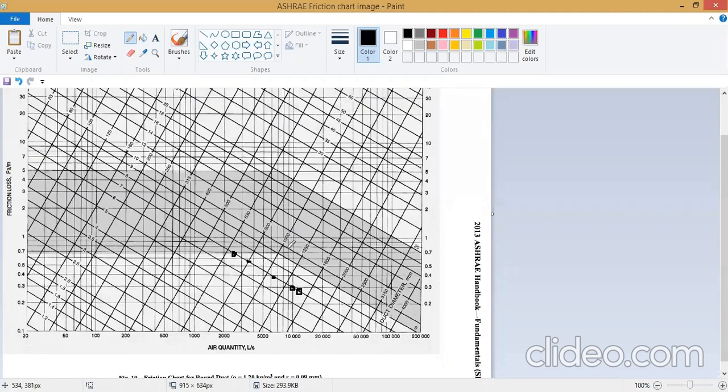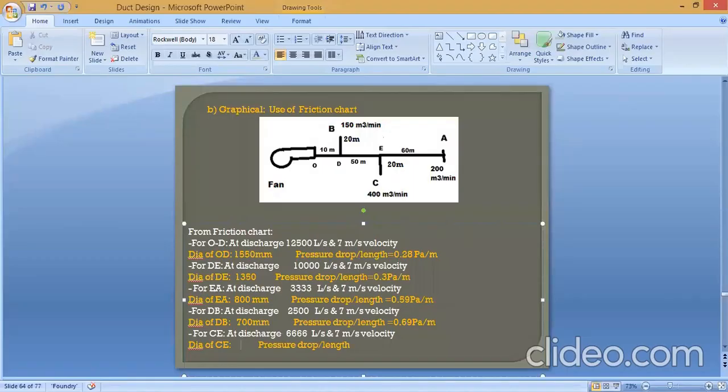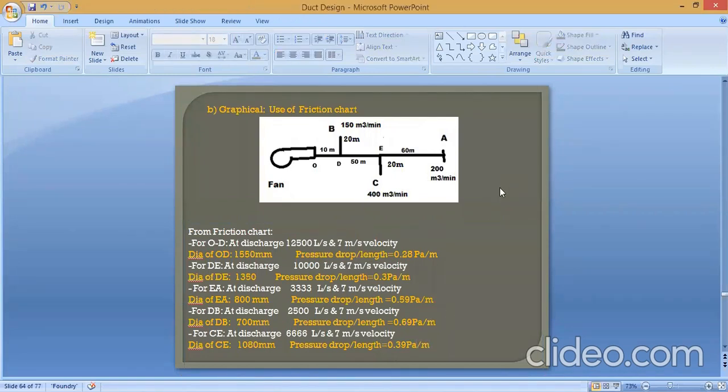I will take it as 1080 mm and 0.39 Pascal per meter. Okay, I hope all of you understood how I have calculated the diameter of each and every duct as well as the branch, and the pressure drop per unit length across each and every duct. Okay, so this is the first part.